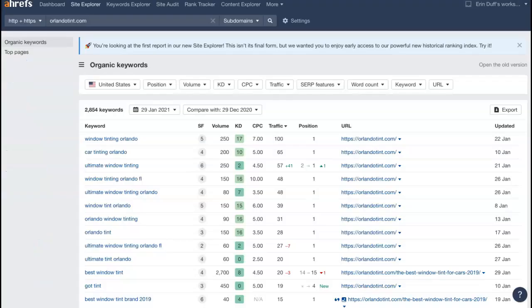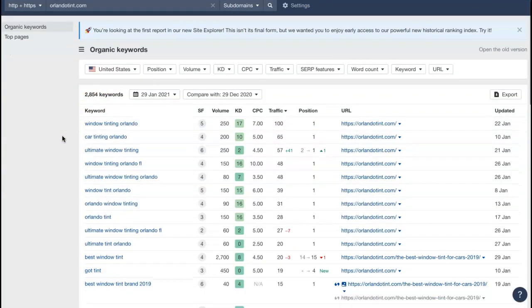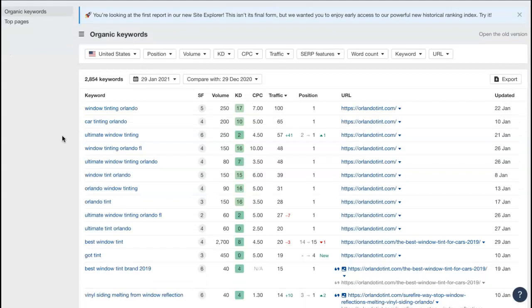And I did also pull up some of the keywords that they're using here just to give you an idea of the kind of things that you'd be looking for. We want to look for buyer intent keywords. So when someone says, I really would love to get my windows tinted, what are they going to be typing into Google to find the person that they want to do that service for them? So for instance, this company uses Window Tinting Orlando. They're being found for that. Car Tinting Orlando, Ultimate Window Tinting, which is just their business name, Window Tint Orlando. So you can use lots of different variations of the same phrase or word.